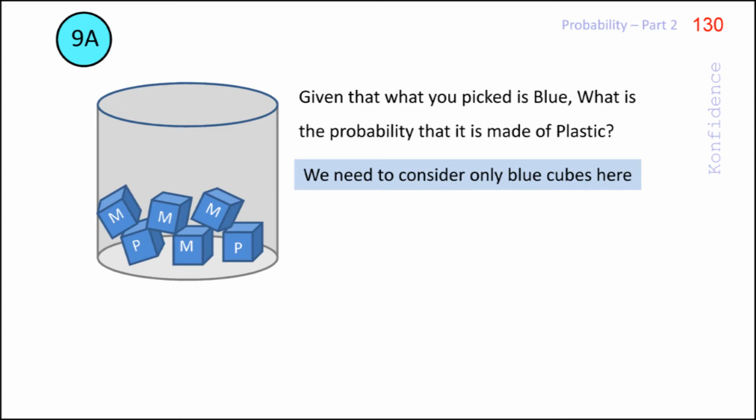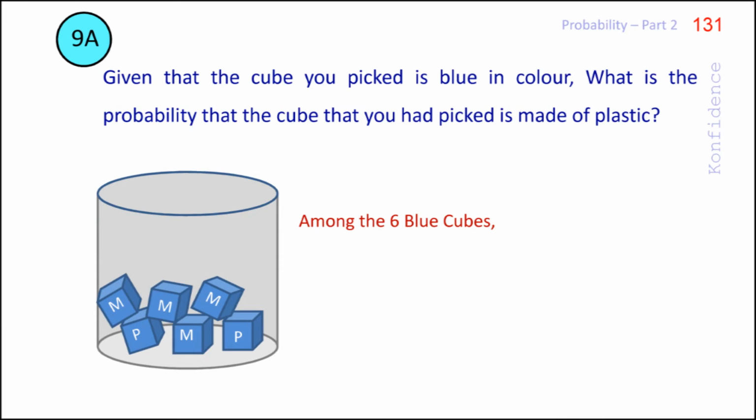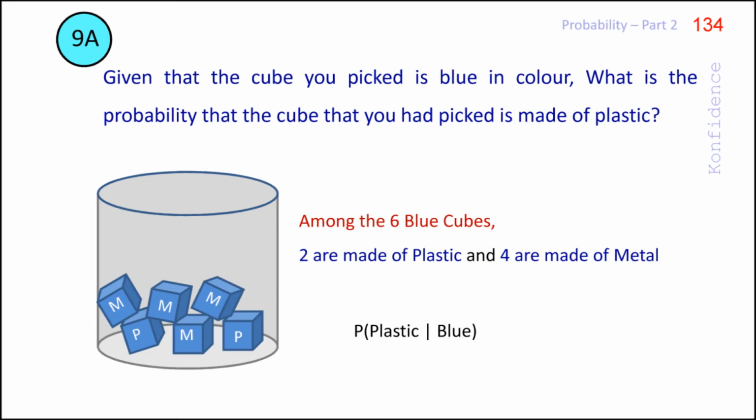Let us observe the cubes in the can a bit more closely. How many blue cubes were there in the can? There were 6 of them. Out of those, 2 are made of plastic and 4 are made of metal. So, the probability that the blue cube picked is made of plastic is 2 out of 6, which is 0.33. Note that this probability is not the same as the simple probability of a cube picked from the can at random being made of plastic. That probability we had found earlier to be 0.5.